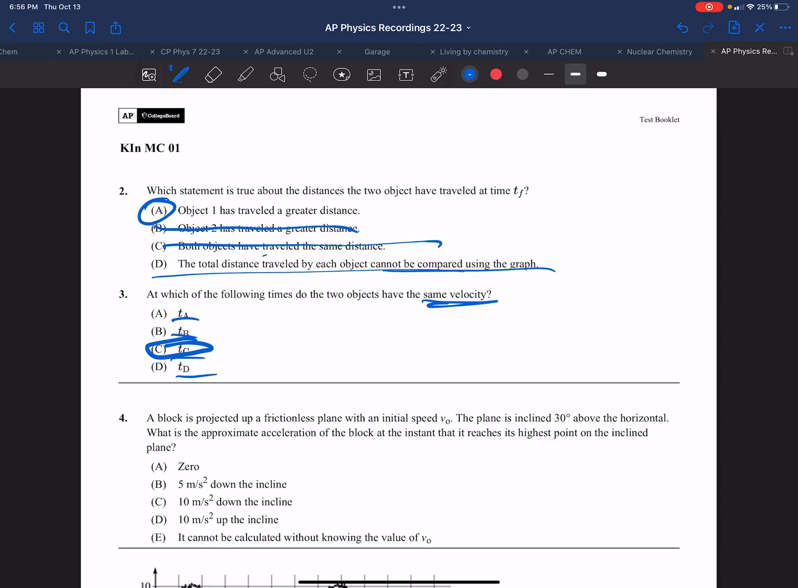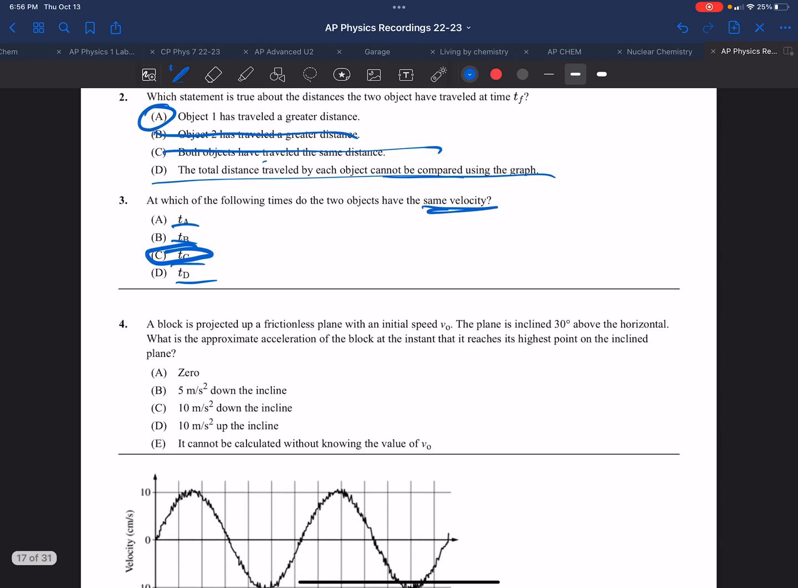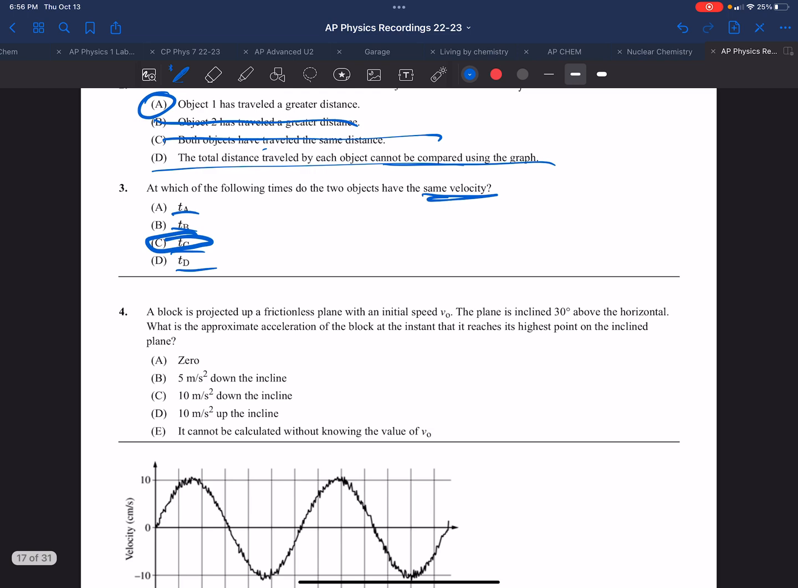Question 4. A block is projected up a frictionless inclined plane with speed v0. The plane is inclined 30 degrees above the horizontal. What is the acceleration of the block at the instant it reaches its highest point? Well, what we know is that the acceleration, which is caused by gravity, is going to be the same the entire time. All right? It's going to be the same the entire time.